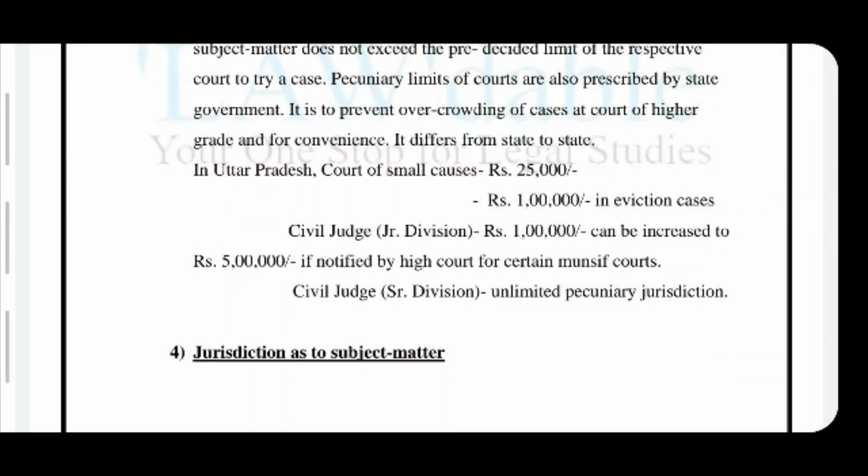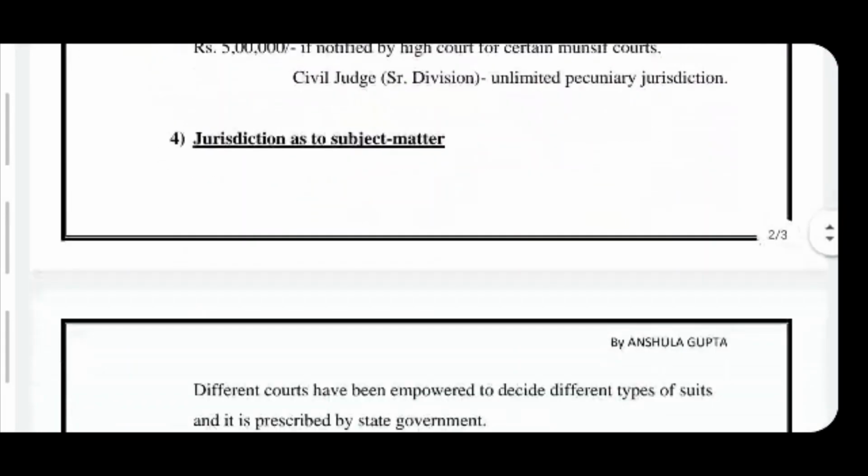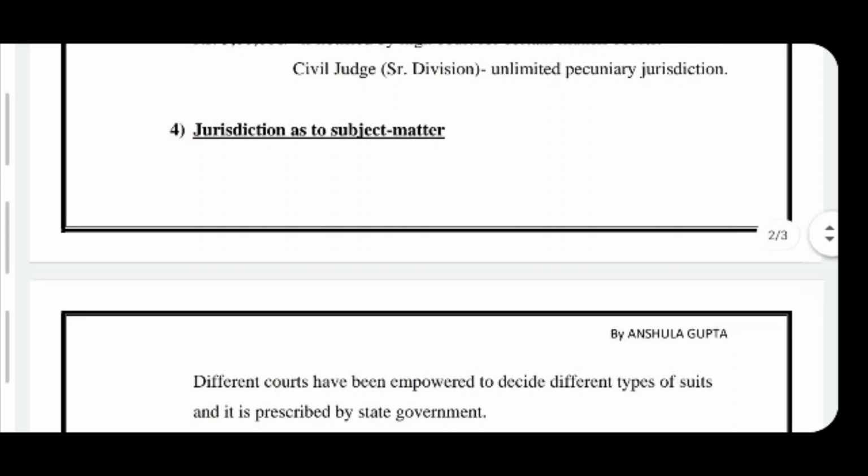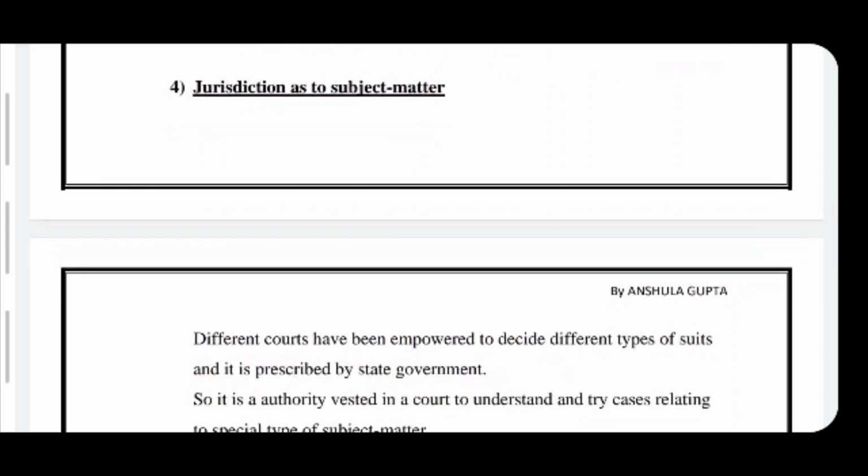Now, the next type of jurisdiction is jurisdiction as to subject matter. As you must be knowing very well, there are certain courts for certain types of cases, like family courts in which only matters related to family are decided. There are narcotics and drugs related courts in which only such matters are decided. There are also commercial courts in which only matters relating to disputes of commercial activities are decided.